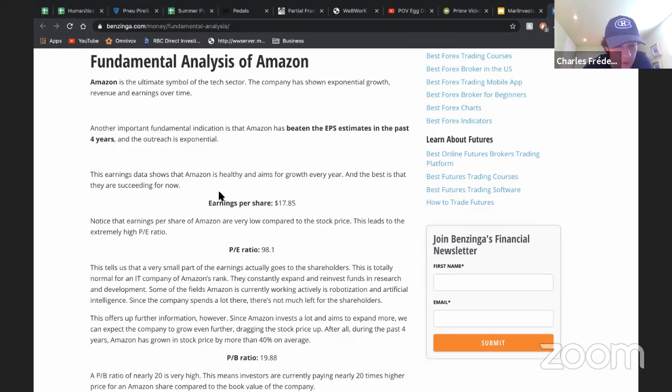But when you look at the PB ratio, it is nearly 20, which is very high. If you look at those ratios, they mean certain things. The price to book value ratio of 20 means that investors are currently paying 20 times higher for the Amazon share compared to the book value of the company. So they're paying 20 times higher than what it's actually worth. And then the PE ratio means investors are willing to pay 98 times earnings.